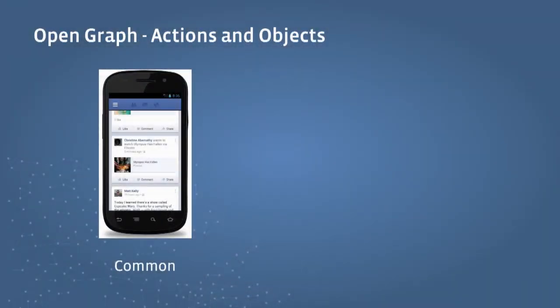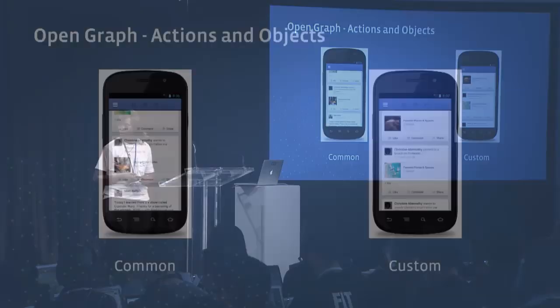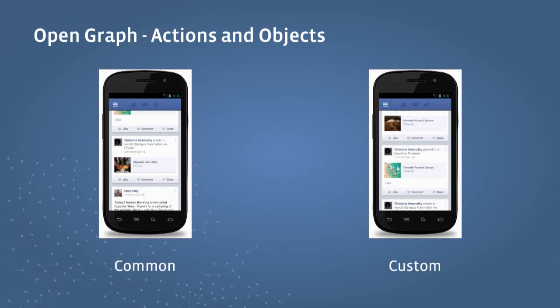So as a developer, straight out of the gate, you can use this to get familiar with Open Graph. Common actions and objects may not cut it for your story, for your app. They might be something that's unique to your app that you want to use. And I'll also show you how you can create custom stories to let users tell stories through your app. One of the examples of a custom story is Pinterest, which allows users to pin to a board.